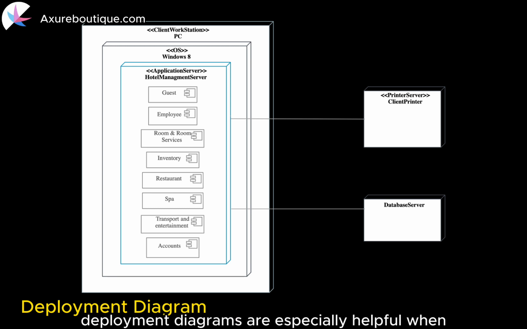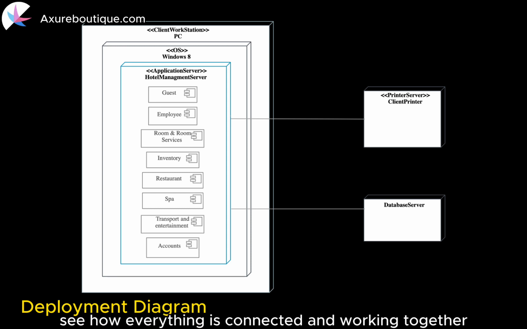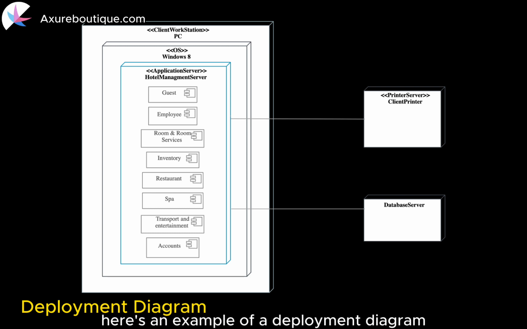Deployment diagrams are especially helpful when your software is spread out across multiple machines, and each machine has its own special setup. It helps us see how everything is connected and working together. Here's an example of a deployment diagram.